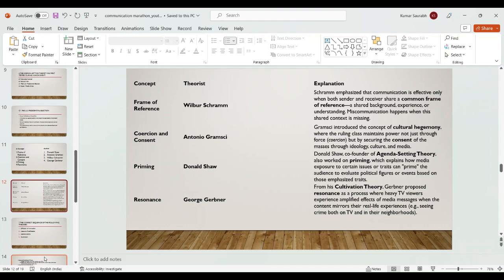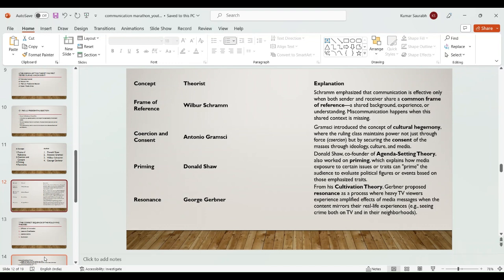So the frame of reference is not matching with each other, so there is a gap between that. Now the coercion and consent, it is related to Antonio Gramsci. He's the one who, if the name comes, you always associate this Antonio Gramsci with the word cultural hegemony.